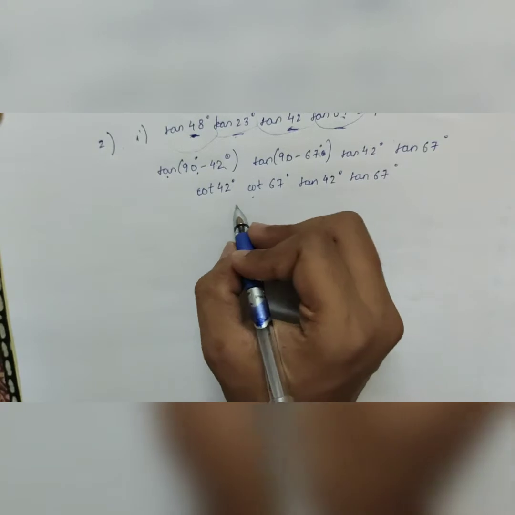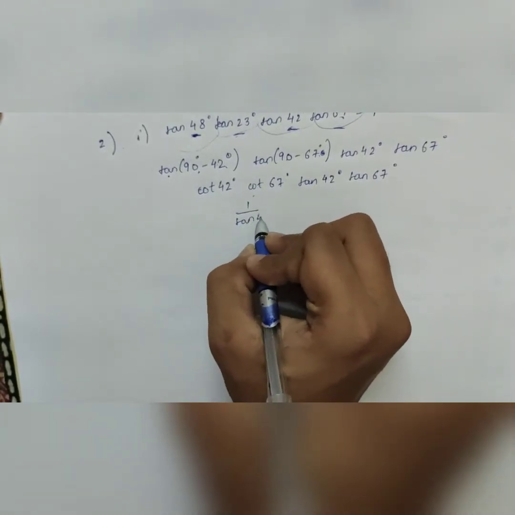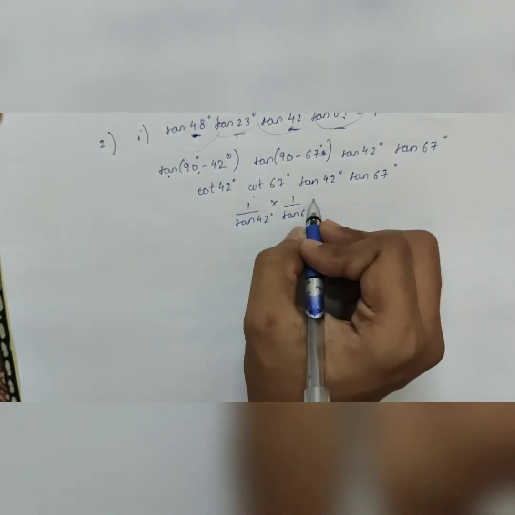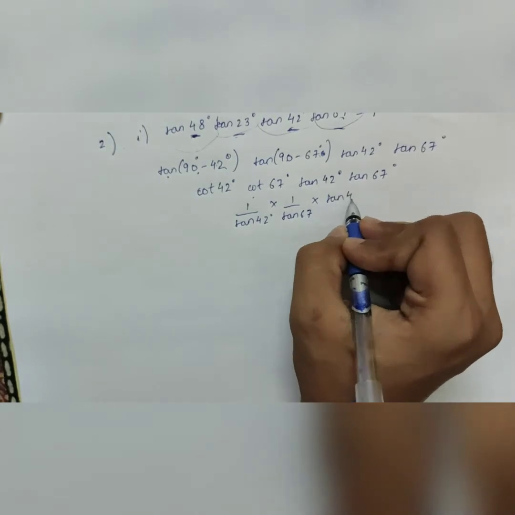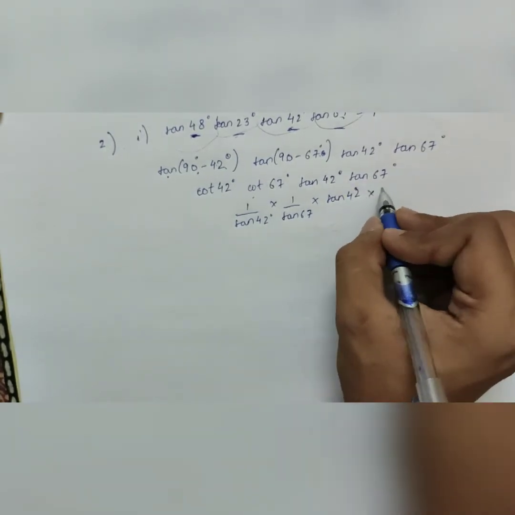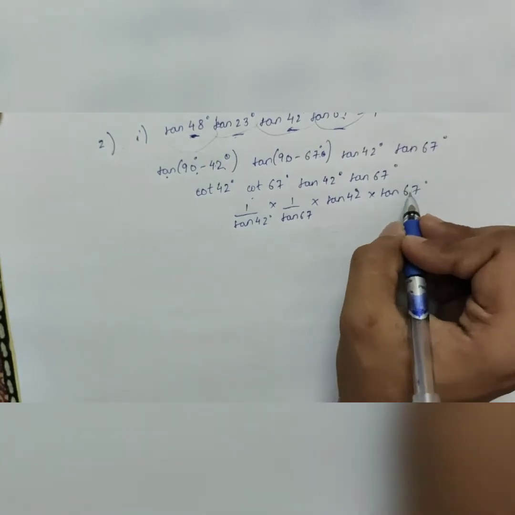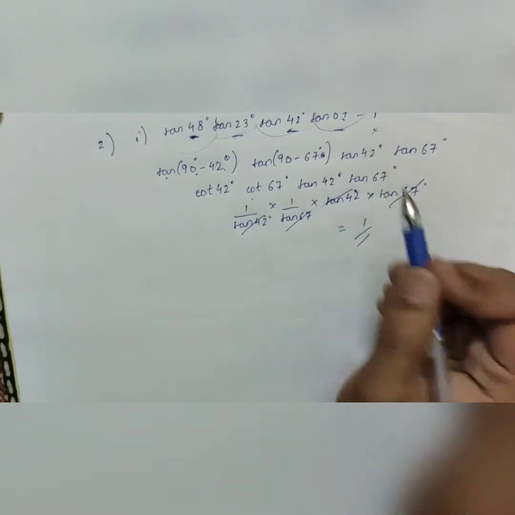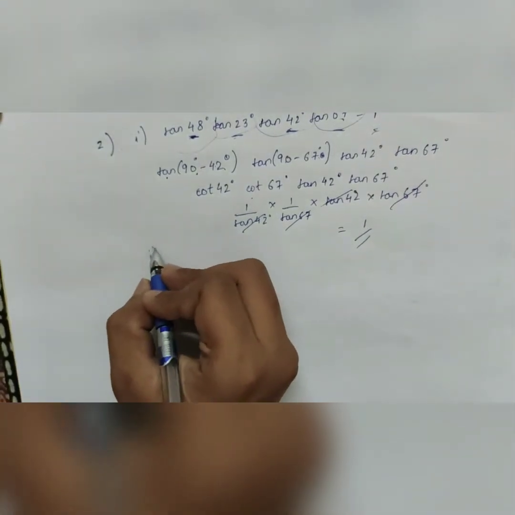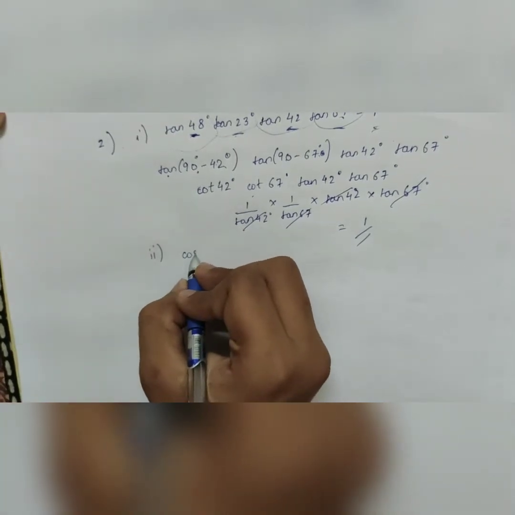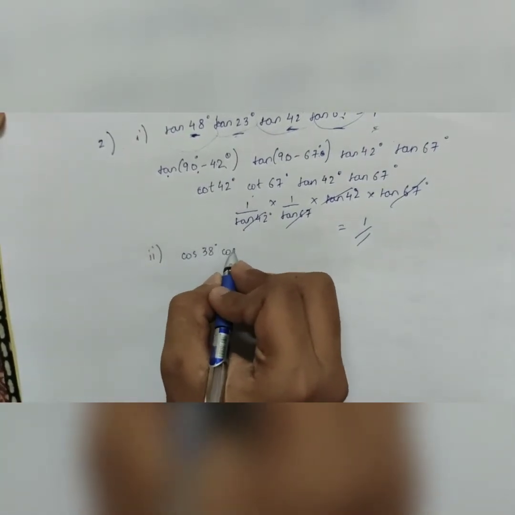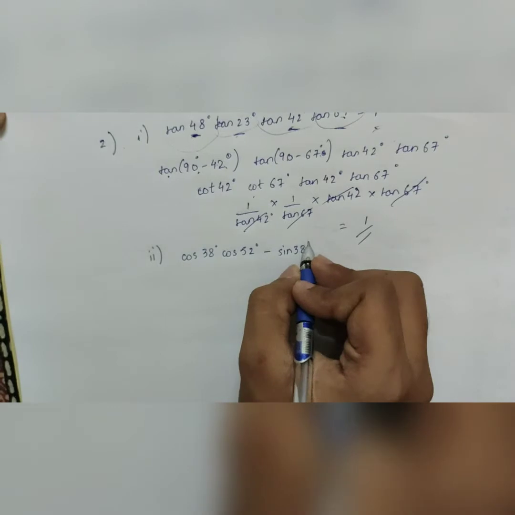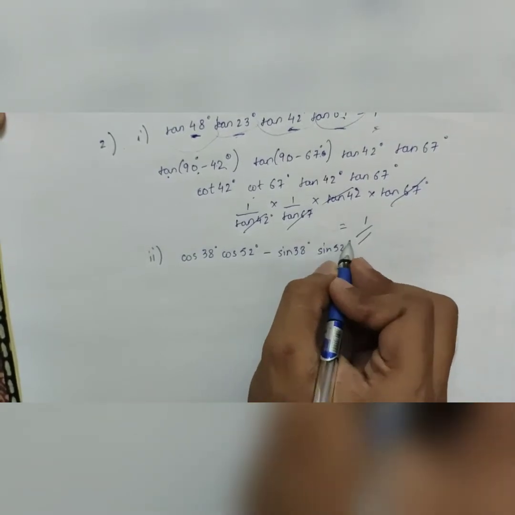So cot is the reciprocal of tan, so 1 by tan 42 into 1 by tan 67 into tan 42 and into tan 67. So all these terms cancel each other and give the answer as simple 1, and that is what we need to prove. So the second part in this question is cos 38 cos 52 minus sin 38 into sin 52 is equal to 0.